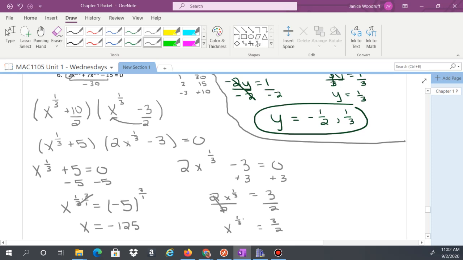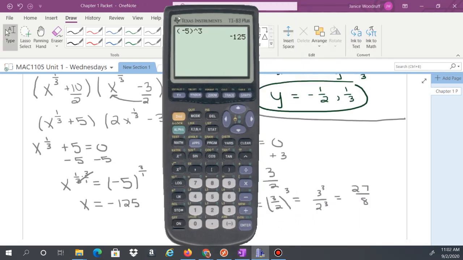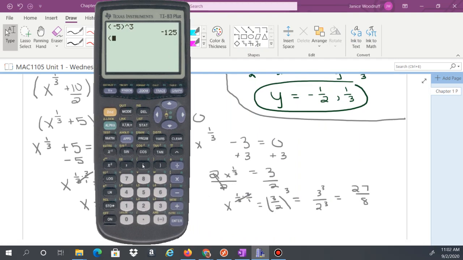Then raise it to the 3rd. So we take 3 over 2 and raise it to the 3rd. You have two options for that one. You can do 3 cubed over 2 cubed. Do it by hand. 3 cubed is 27. 2 cubed is 8. So you get 27 over 8. You can put that in your calculator. Fractions would need to go in parentheses. So 3 divided by 2, then raised to the 3rd power. It's going to give you 3.375.